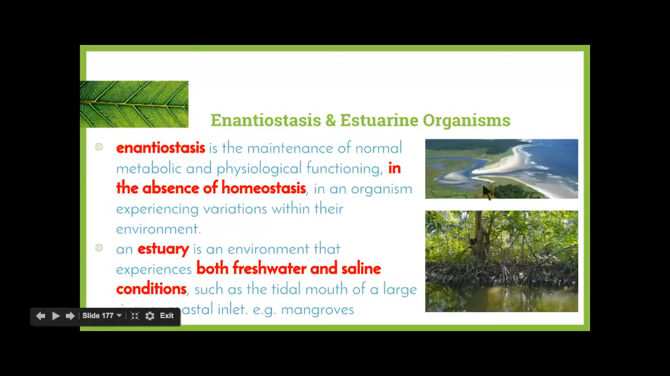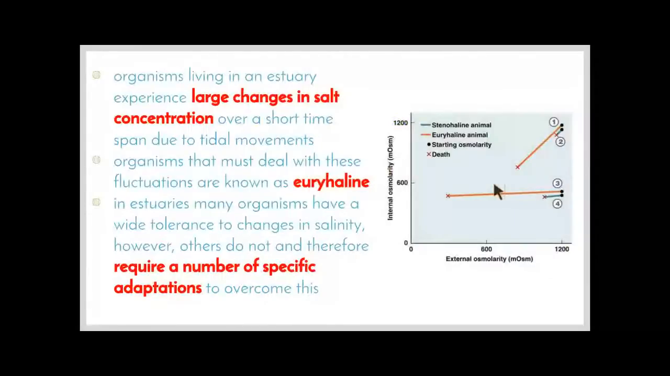So this area would be experiencing quite extreme fluctuations in salt concentrations in their water. Organisms living in an estuary experience large changes in salt concentration over short periods of time due to the movements of the tides. As the tide comes in, it brings salt water, so the salt concentration goes up. As the tide goes out, obviously it takes the salt water with it, and our salt levels decrease again.